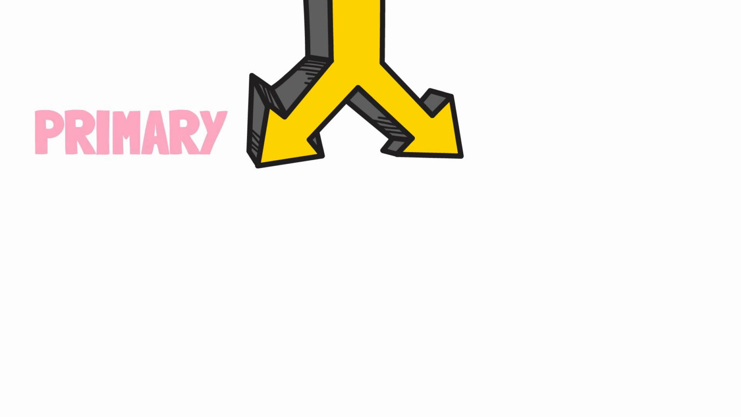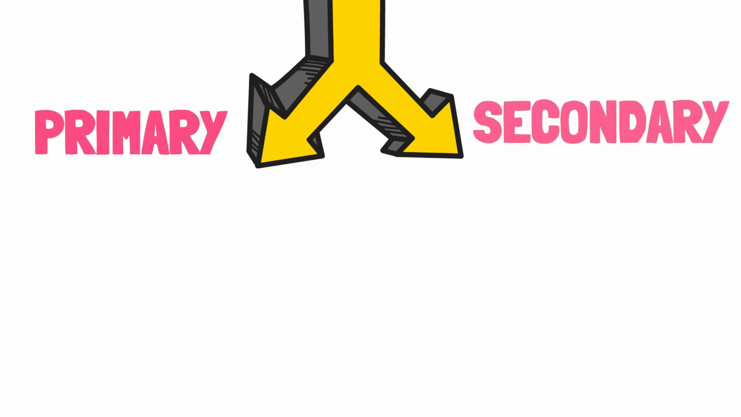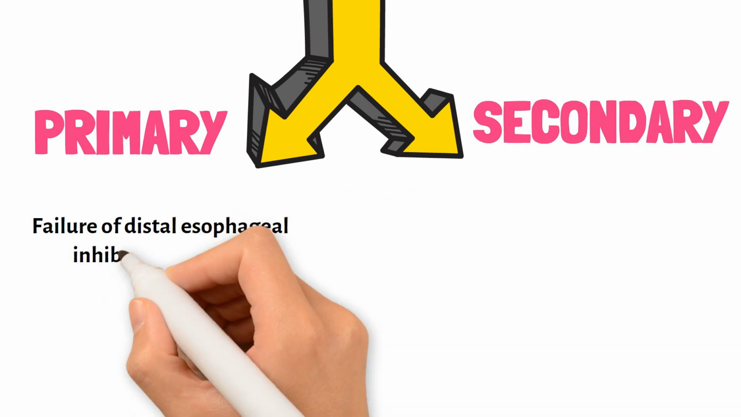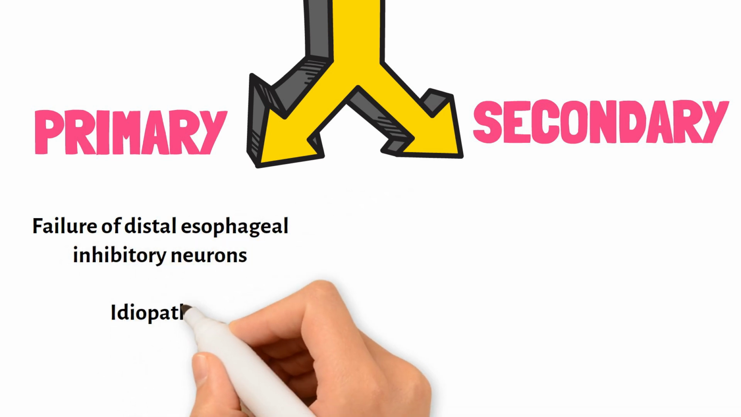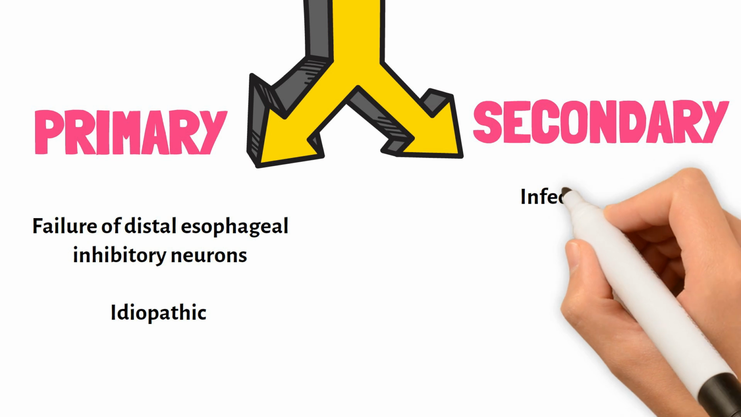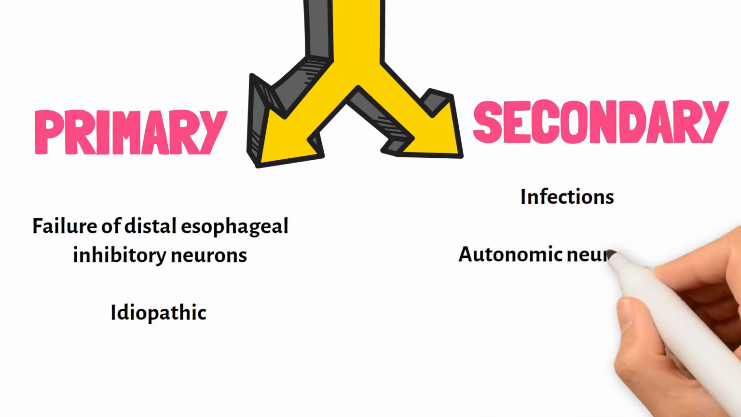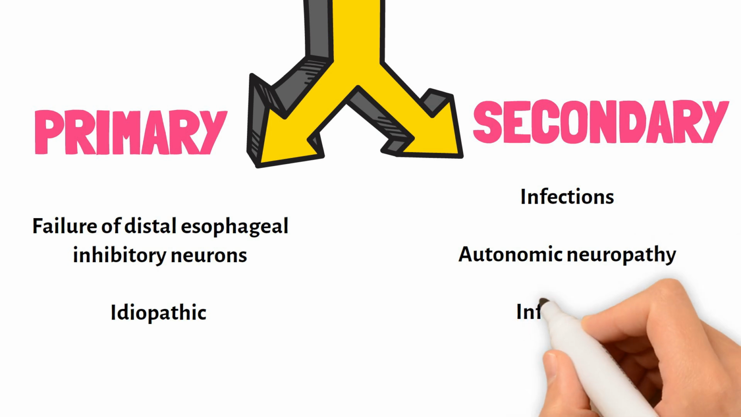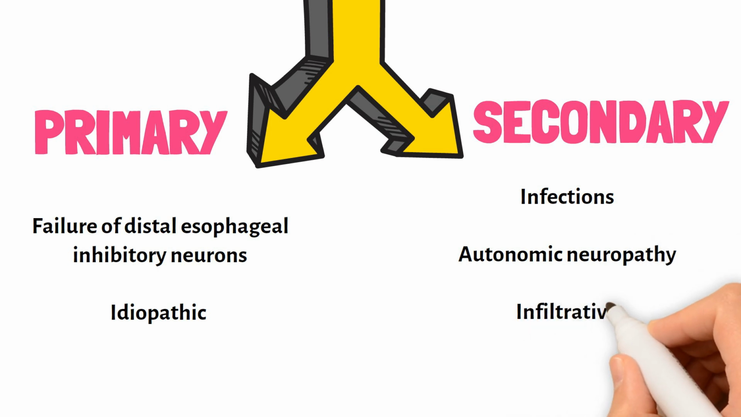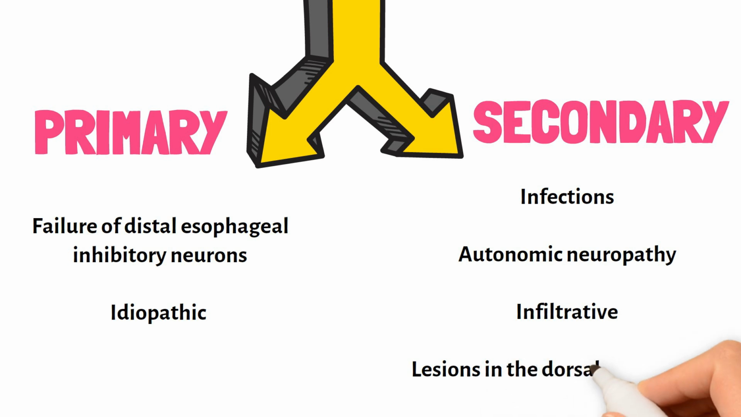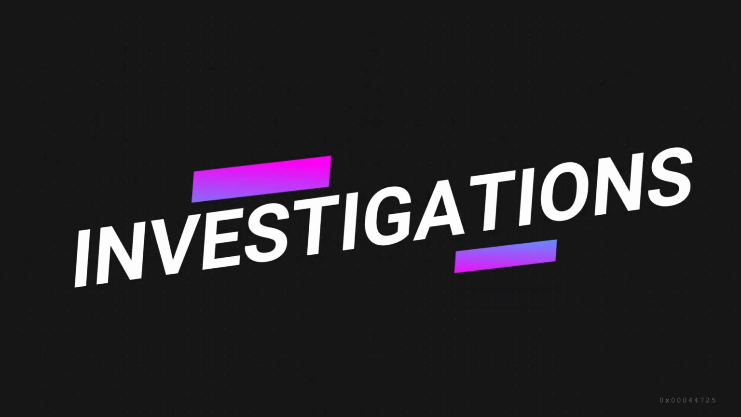The etiology of Achalasia Cardia can be divided into primary and secondary causes. The primary causes are due to the failure of distal esophageal inhibitory neurons or due to idiopathic causes. The secondary causes are due to infections like Chagas disease, where the Trypanosoma cruzi infection will destroy the myenteric plexus; autonomic neuropathy in patients with diabetes; infiltrative diseases like malignancy, amyloidosis and sarcoidosis; and lesions in the dorsal motor nuclei like polio. So how do we investigate this condition?